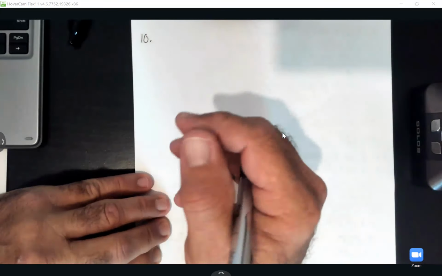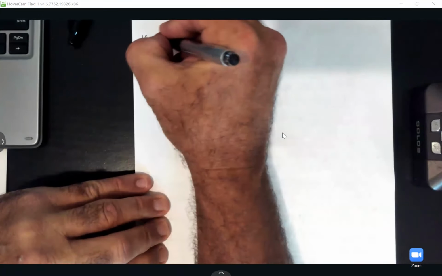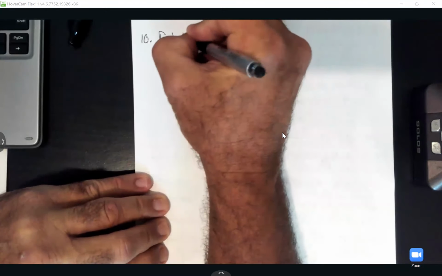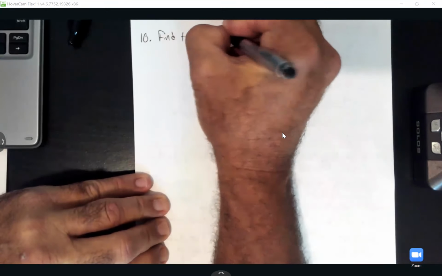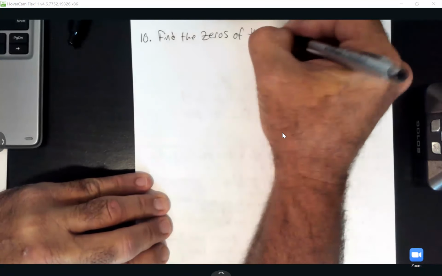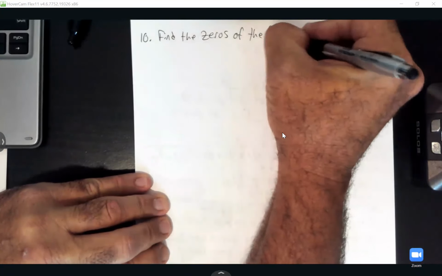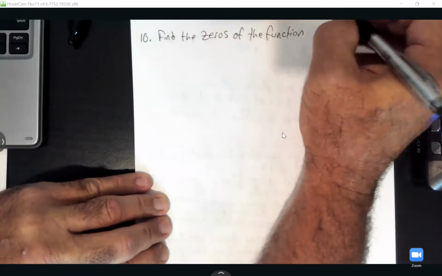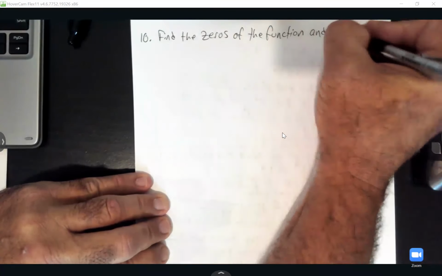All right, same thing on number 10. Find the zeros of the function and state the multiplicity of each.